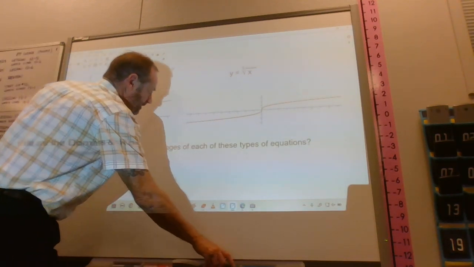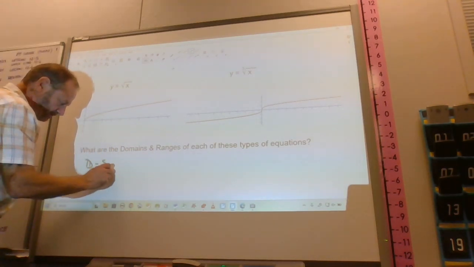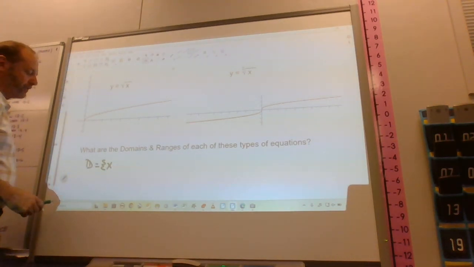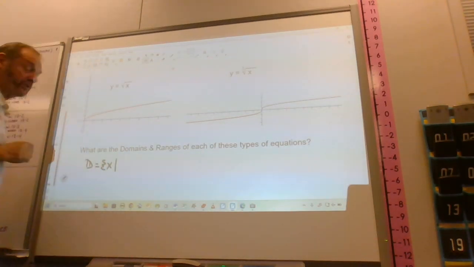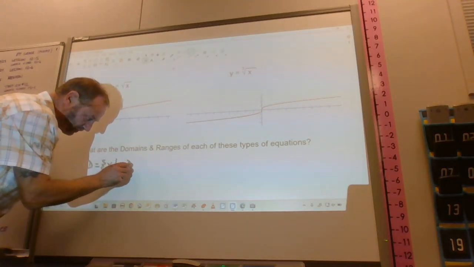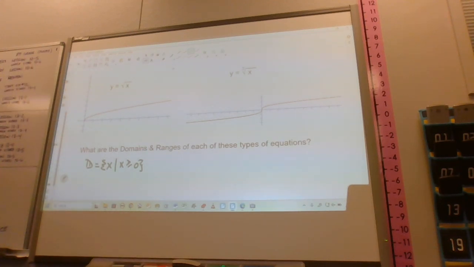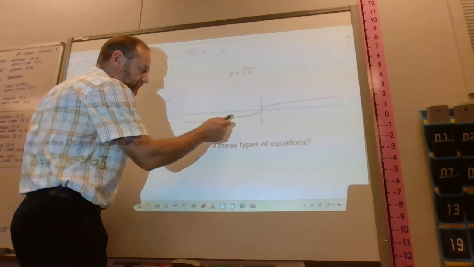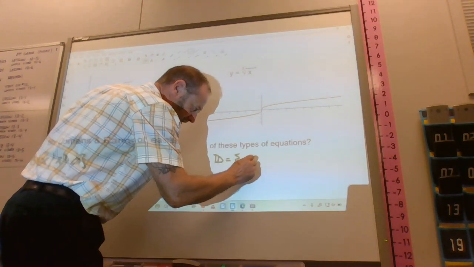Well, let's look at the square root. The domain is going to be the set of all x's. Now, what numbers can you put into square roots? Well, I can put in 0, and I can put in positive numbers. I can't square root negative numbers, so x will be greater than or equal to 0. Over here, I can also do negatives, so the domain of this is going to be all real numbers.